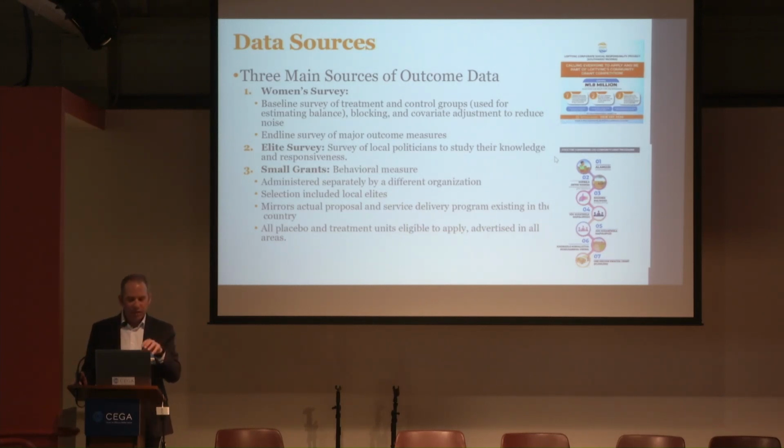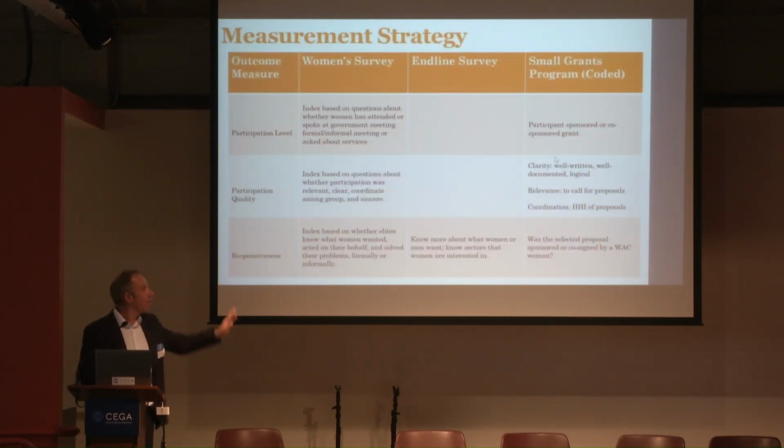And a cool part of that small grant was that government officials were actually involved in the selection of that small grant. So here we have an example of women actually doing real participation that we can observe. We can observe the quality through the quality of their grants, and then we can observe the responsiveness by whether they were selected by government officials. Okay, so I just want to be really clear here.